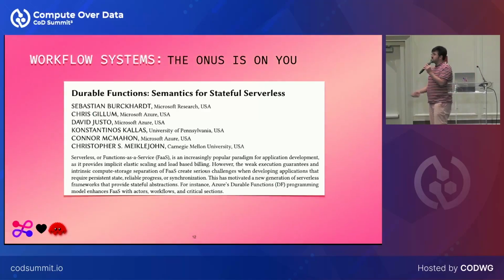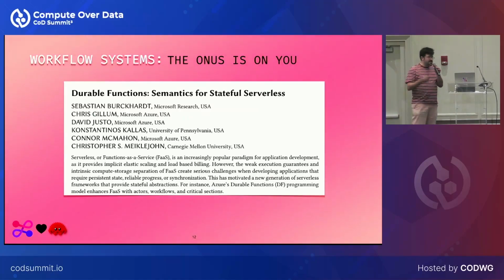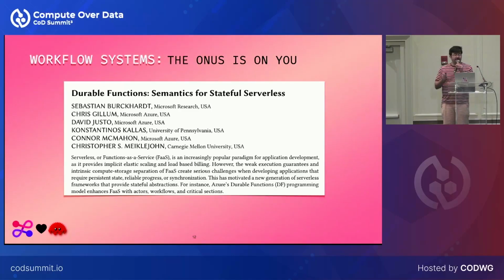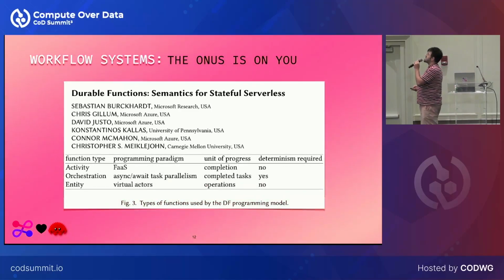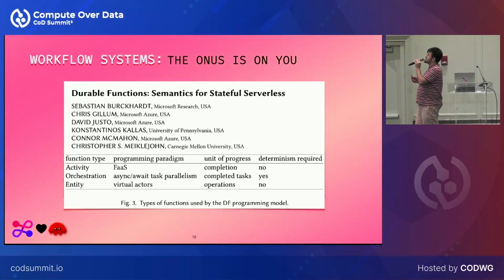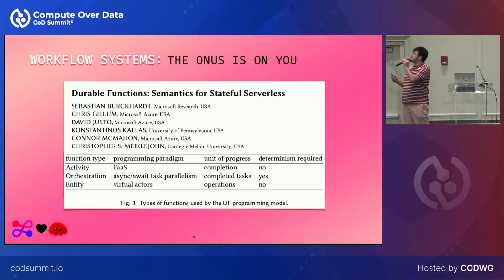And so the people who did Temporal and Cadence, they all came from Microsoft, and they worked on this. This is a really great paper, actually. Durable Functions: Semantics for Stateful Serverless. And if you look in here, they have these same ideas of activities, right? Activities are akin to functions as a service like Lambdas. Orchestration, this ability to work in large workflows, those are things that have to work deterministically. And they have this idea of entities as well.